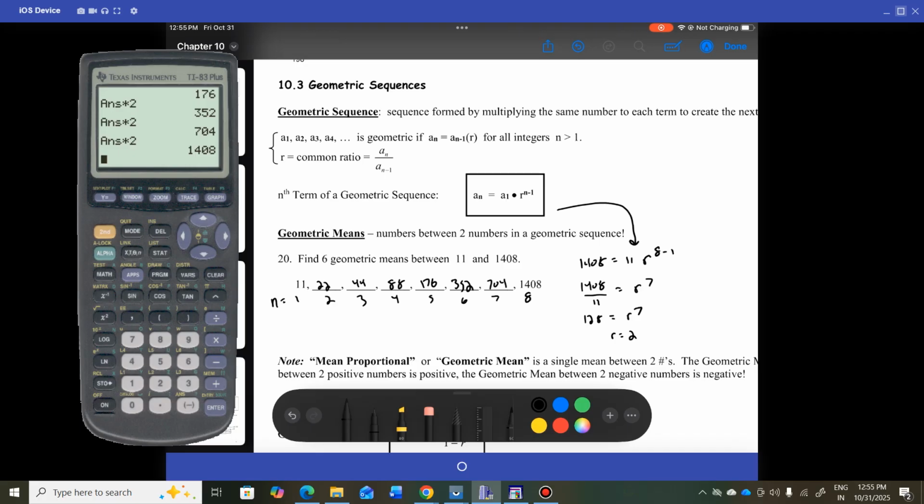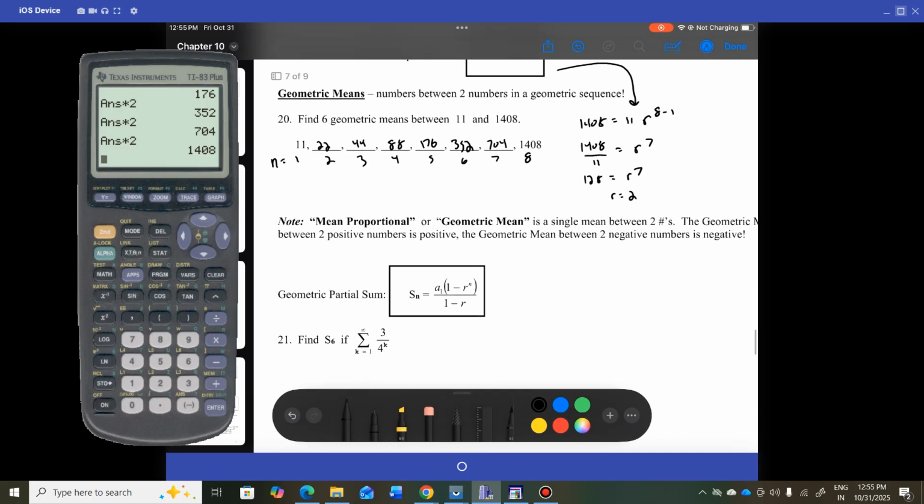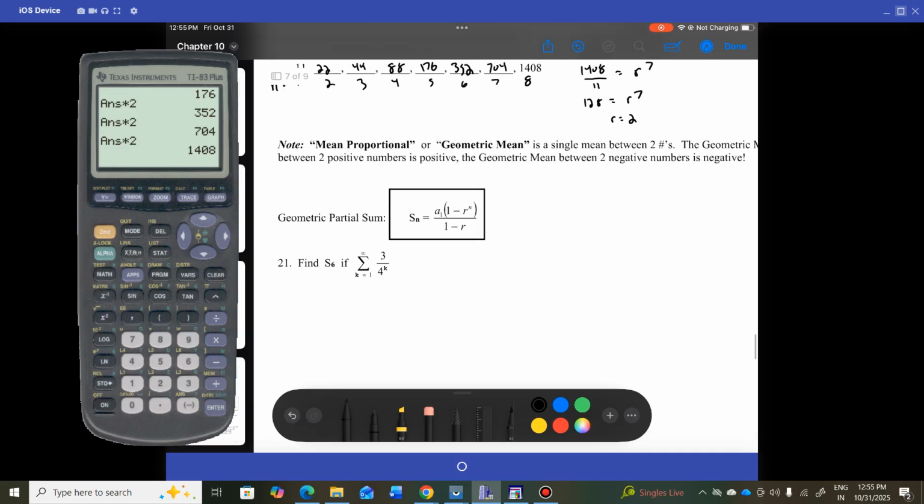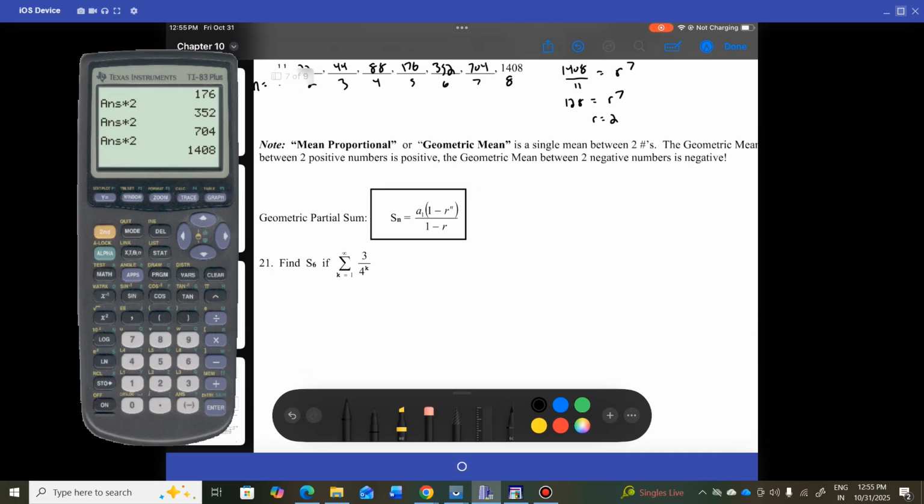Alright, so if we look at the partial sum, it has a formula, just like the partial sum for arithmetic. This partial sum for geometric, as we add up all these different numbers, is a sub 1 times 1 minus r to the n over 1 minus r. Right, and so if we are looking at here the partial sum for the first six terms of the summation of 3 over 4 to the k.